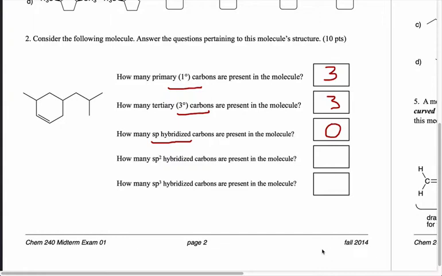How many sp2 hybridized carbons? Those would be carbons which have 1 pi bond and 3 sigma bonds. That would be the 2 carbons of the alkene. So in this case, we have 2 sp2 hybridized carbons, and all of the rest of the carbons are sp3 hybridized. That would be 1, 2, 3, 4, 5, 6, 7, 8, 9 in total. So the answer here is 9.